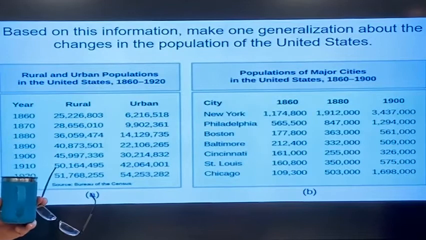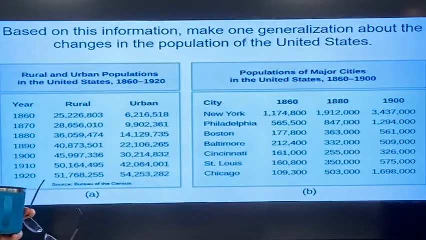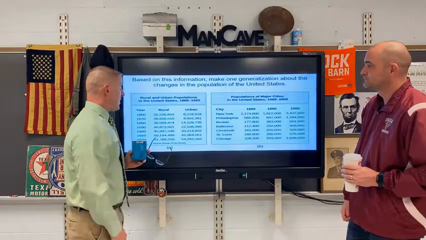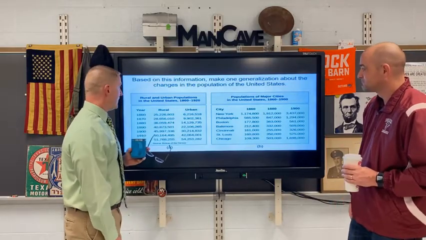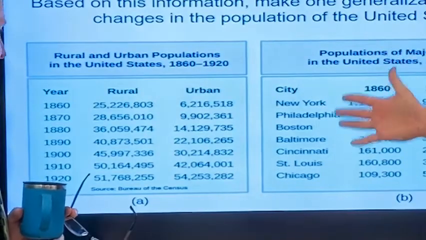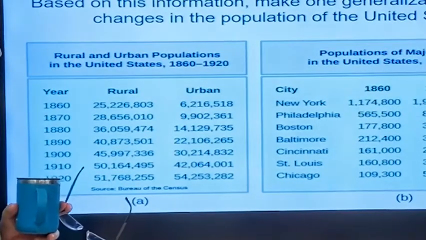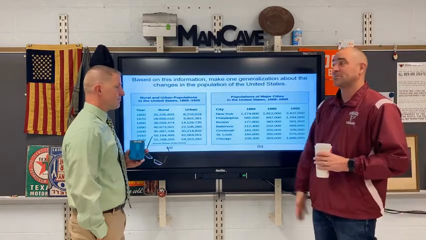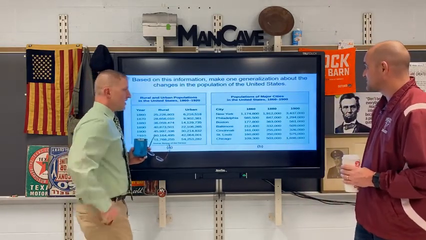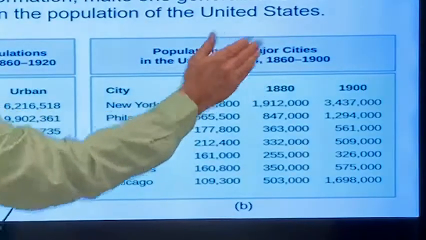Based on this information, let's make a generalization about the change in population of the U.S. I guess we could say the population of the cities is going up. The rural population, although going up, is seeing people moving mostly from farmlands to cities. We know that immigrants are coming over, and most of them are settling in cities to work in factories. And of course, this supports that. The population is going up in the cities.